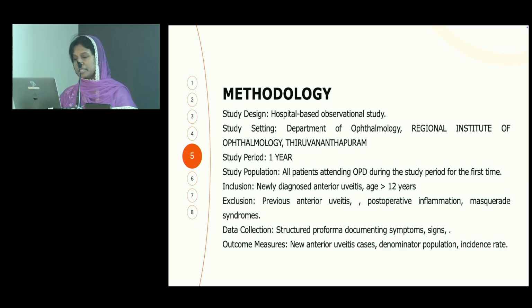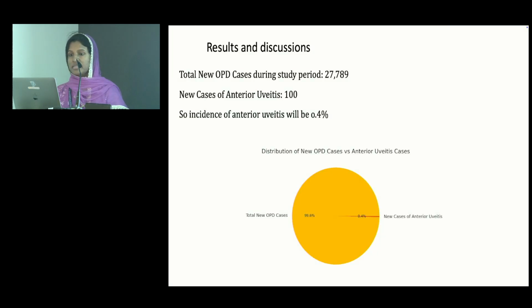Data collection: structured proforma, documenting symptoms and signs. Outcome measures: new anterior uveitis cases, denominator population and incidence rate. These are my results and discussion.